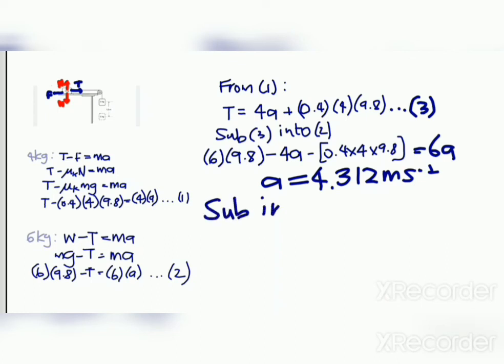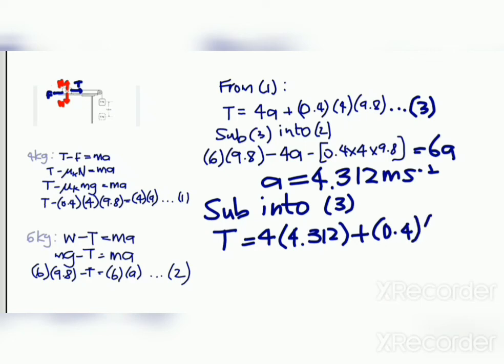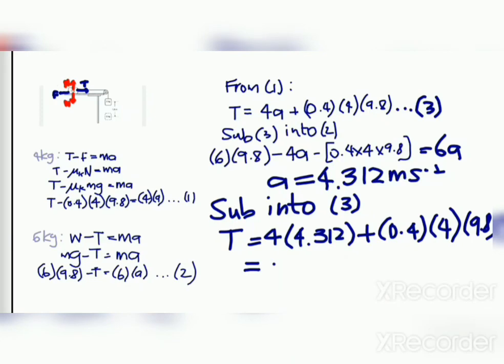Which we can then substitute into equation 1 or equation 3 if you prefer. So let's make it equation 3. And we would end up with T is equal to 4 into 4.312 plus 0.4 times 4 times 9.8. And we get T to be 32.928 newtons. So there we have calculated what the value of the tension force is.